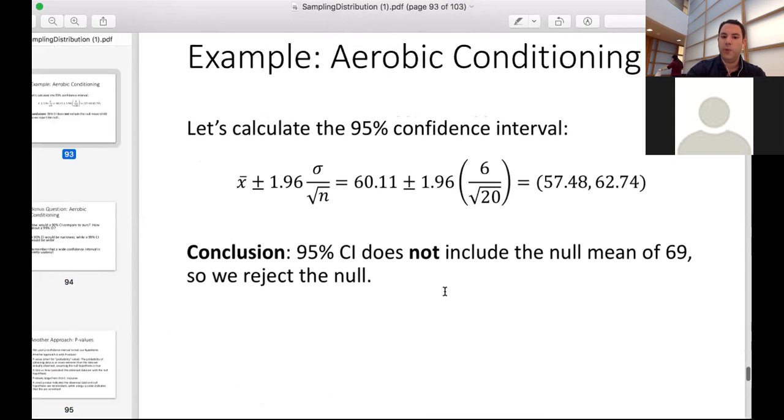So in this case, if we were to calculate a p-value for this given example, we would expect that the p-value would be less than 0.05 because it was a significant result here.